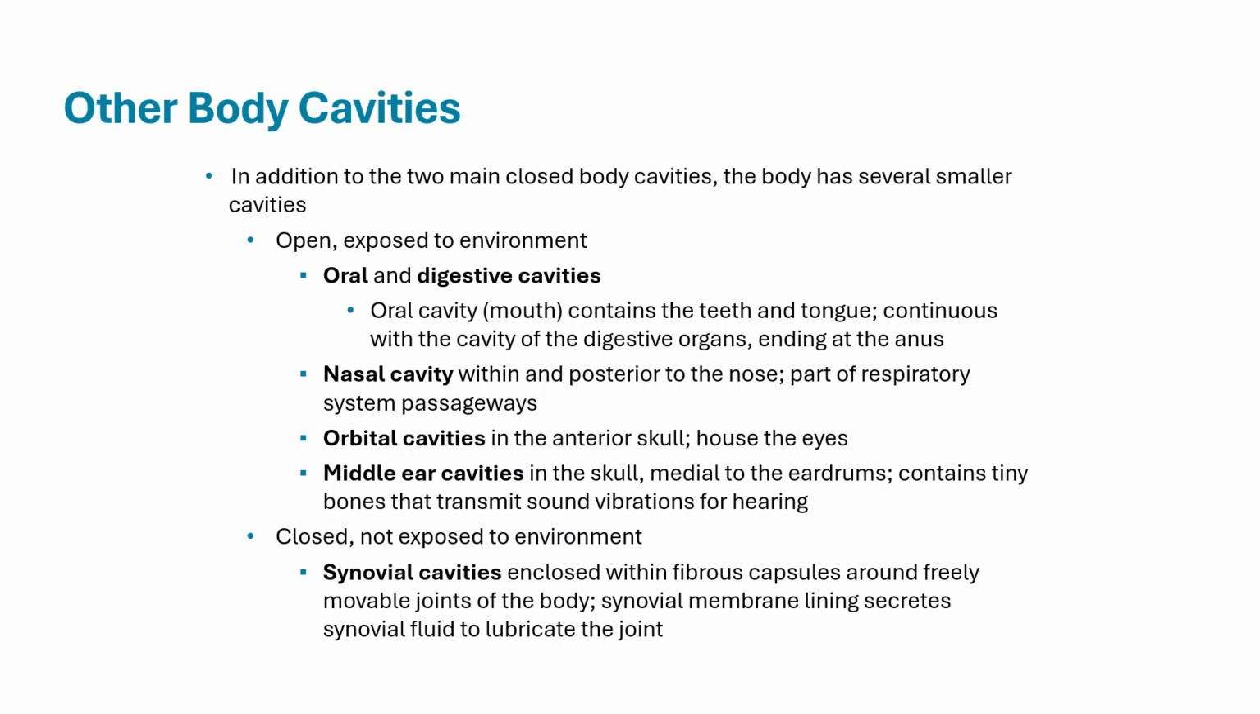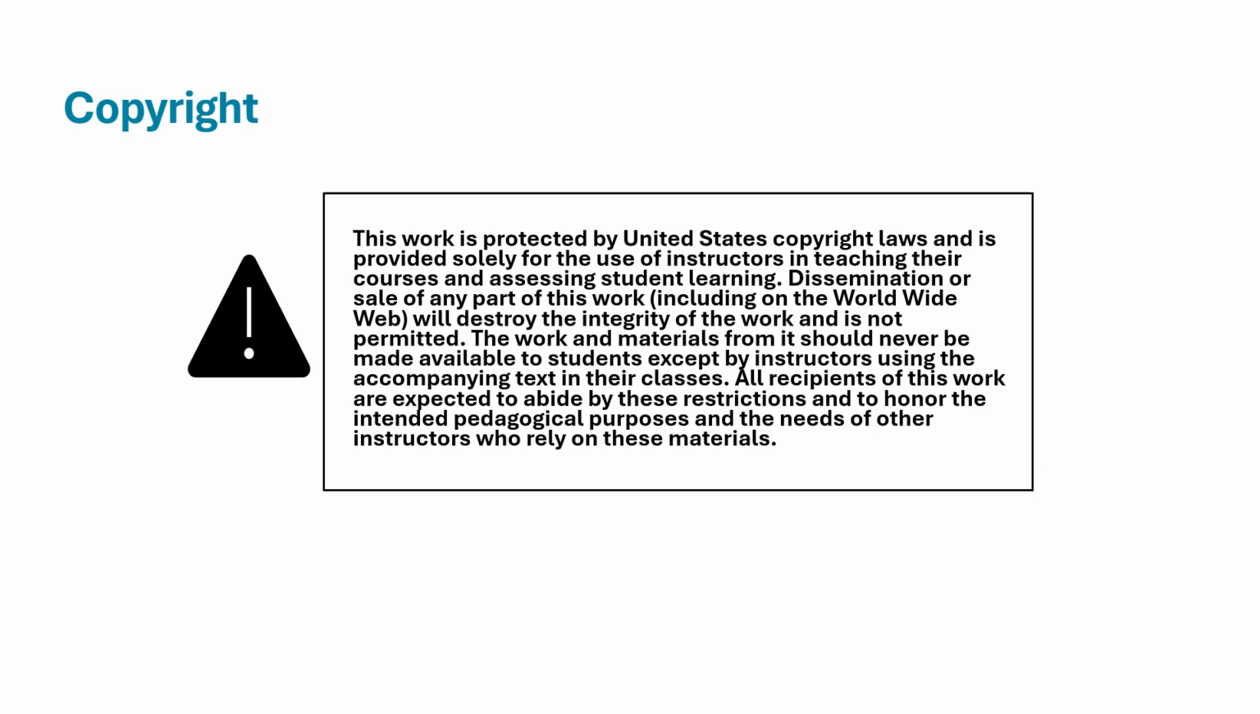Okay, and then we have some closed body cavities that are not exposed to the environment. Synovial cavities. These are enclosed cavities within fibrous capsules around freely movable joints of the body. Okay, so those would be like your knee joints, your elbow joints, your shoulder joints. They all have synovial cavities with that synovial fluid in them to help with reducing friction. Synovial membrane lining secretes synovial fluid to lubricate the joint in each of those joints. And that's it.